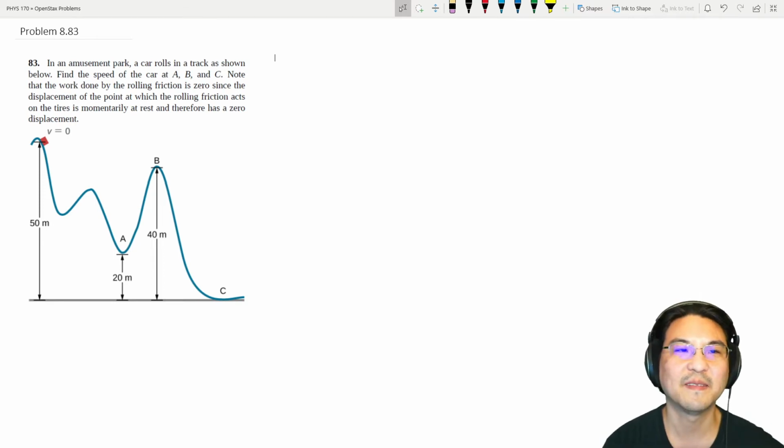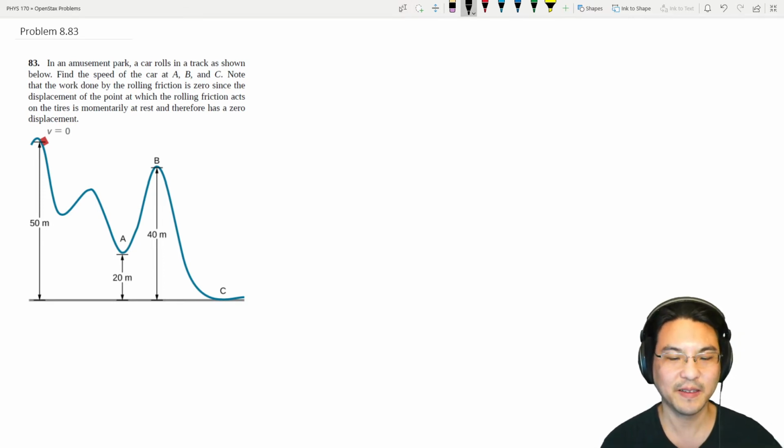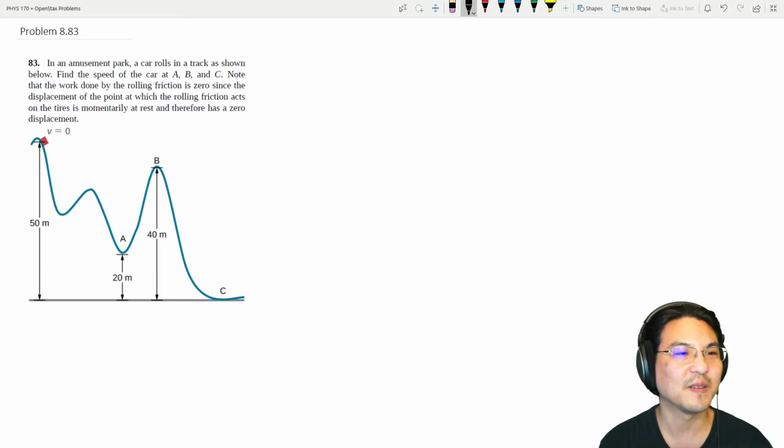Hey everybody, let's give this problem a try. So we have an amusement park car up here, initially at rest, so v is 0, and then it goes down the track. So we want to know the speed here, and then here, and then here. So one at a time.